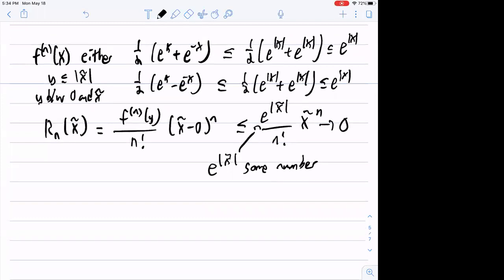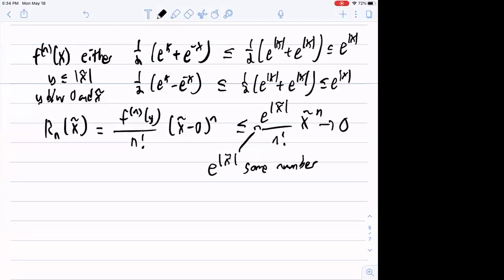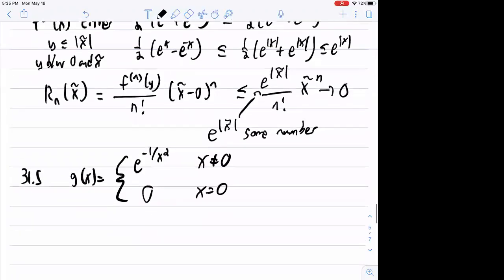Okay, is everyone good so far? So I haven't given you an example of where we are not equal to the power series, so I'm going to do that now. Is everyone good so far? Okay, great. So this is 31.5. So g of x is e to the minus 1 over x squared if x is not 0, and 0 if x is 0.